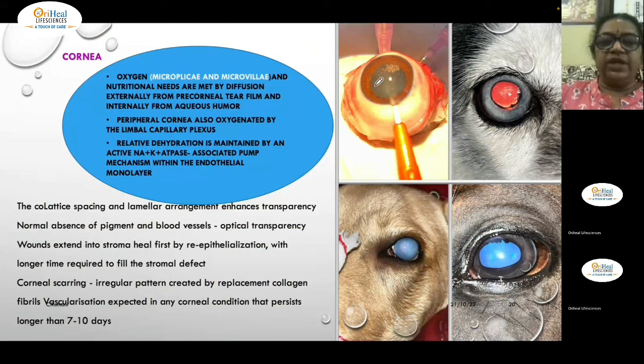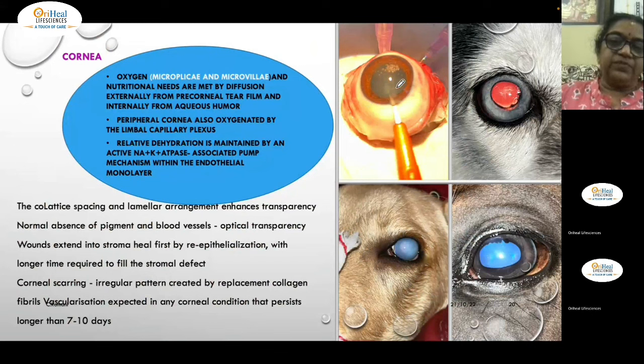And we said again that it is in a relatively dehydrated state. This is maintained by the potassium sodium pump. The arrangement of the collagen fibers within the corneal stroma is also very important. It is arranged in a proper way, and that is why the cornea is transparent. That is also another reason. Whereas in the case of the sclera, the collagens are not arranged in a proper arrangement, so that is why you find an opaque nature in the sclera.